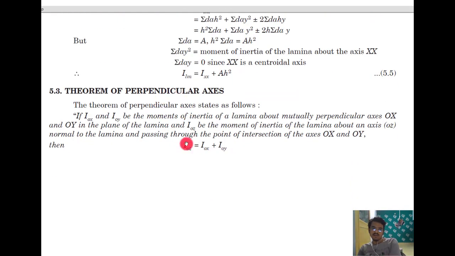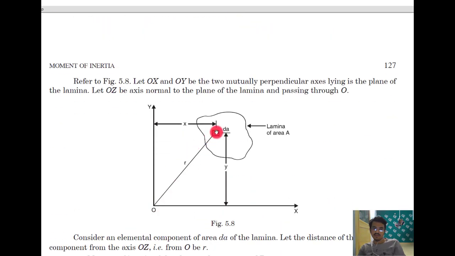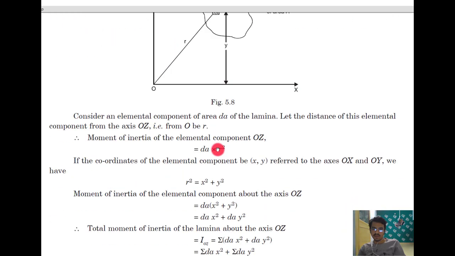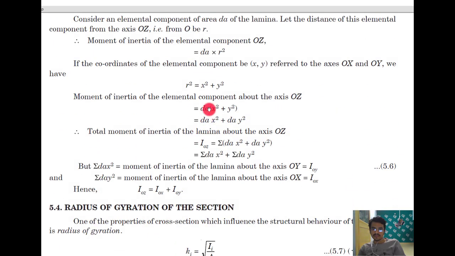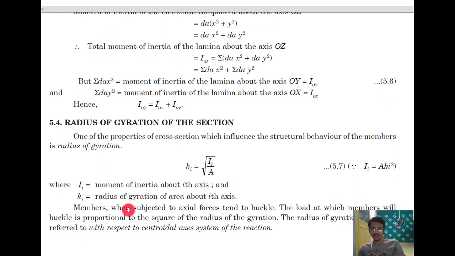As I told you earlier, the moment of inertia about the z axis, IOZ, is equal to IOX plus IOY. That is very simple. For Iz we can write r square dA. For r square we can write x square plus y square. So, that will be x square dA plus y square dA. Again we take the integration: the integration of x square dA will be Iyy and the integration of y square dA will be Ixx. So, that is the perpendicular axis theorem.